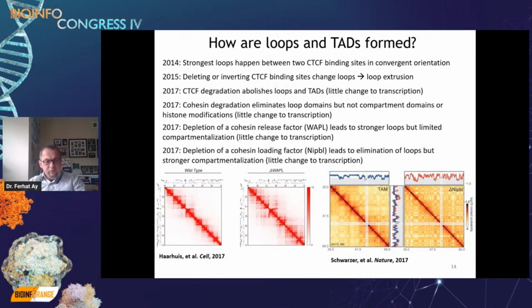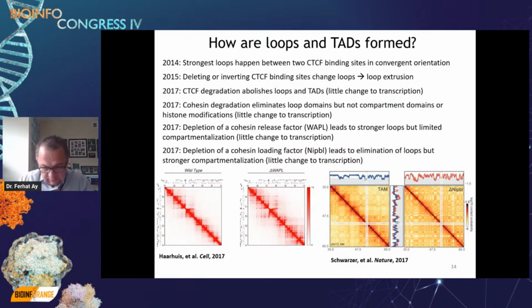Then people have gone into depleting what loads and unloads cohesin. And then these have been very interesting, that if you deplete what releases cohesin from the chromatin, then you have loops going on and on and on, stronger and longer loops. But compartmentalization is lost a little bit, that flat pattern is lost a little bit. Vice versa, if you deplete what loads cohesin onto the chromatin, then you really cannot establish these longer range loops that you're seeing here. They are lost, but it gets compartmentalized a little bit.